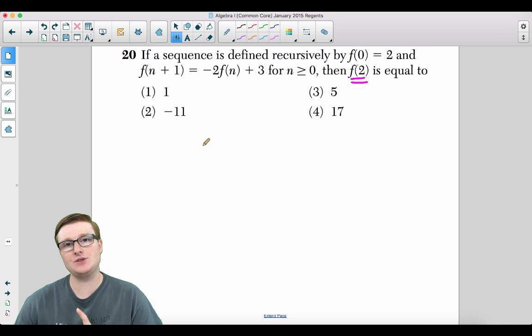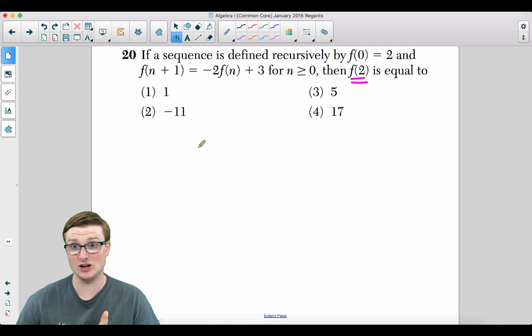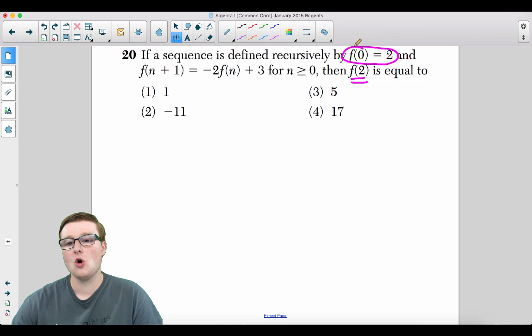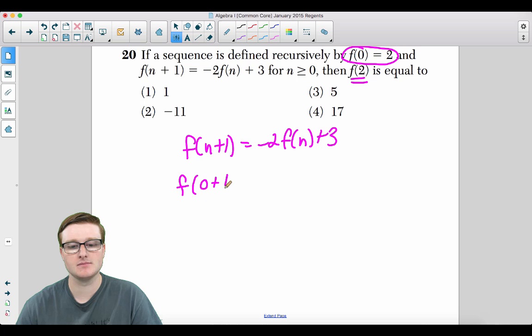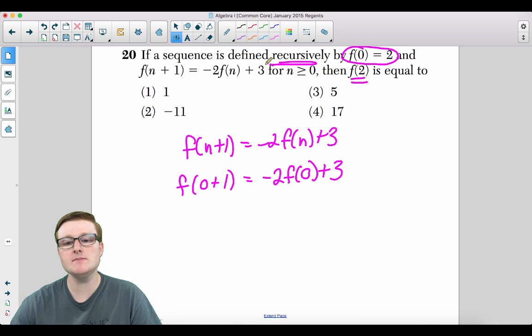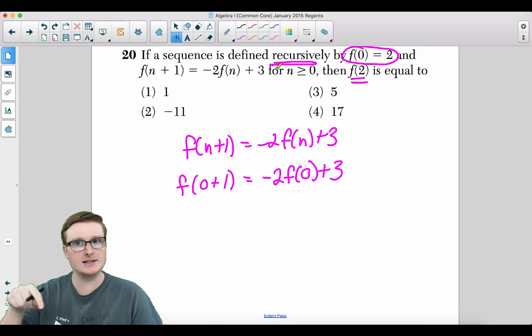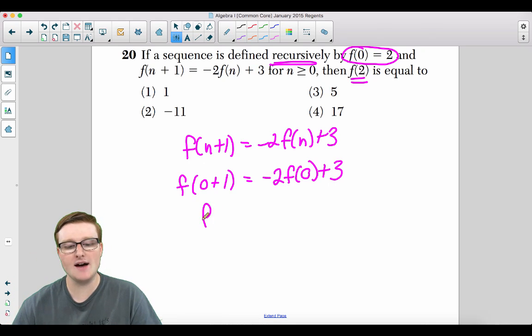But in order to find f of 2, we're actually going to use f of 1. And I hope that makes sense. So watch this. The problem is we don't have f of 1, we have f of 0. If I go to my function, which is f of n plus 1 is equal to negative 2 f of n plus 3, watch what's going to happen. I'm going to plug in 0 for n. Recursion means to use the term before to get your next term. So that means we have f of 1 now.